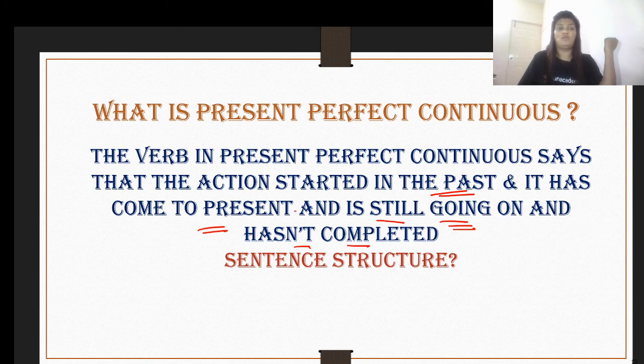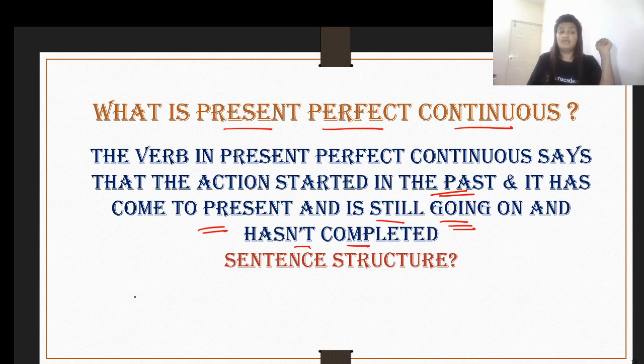So this is what we mean when we say present perfect continuous, where the actions are mentioned about past, present, and also says that the actions are still going on and as of now they haven't ended. What about the sentence structure of this? We are talking about perfect and continuous, right? Of course, present. Let's not forget present perfect continuous.